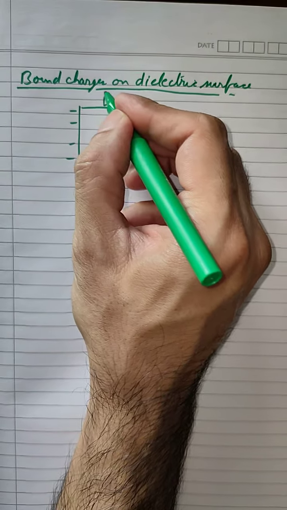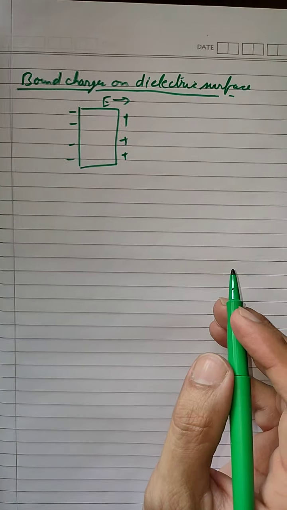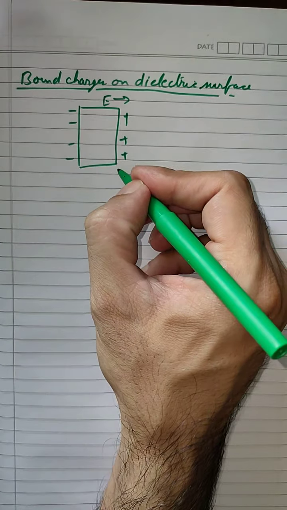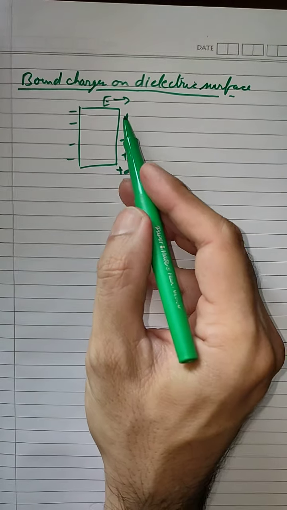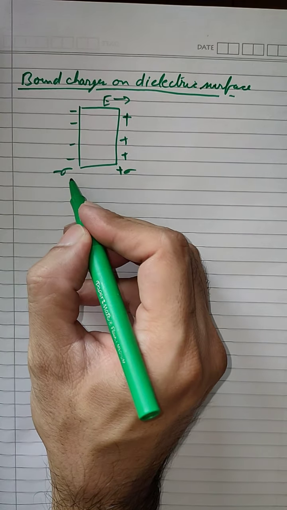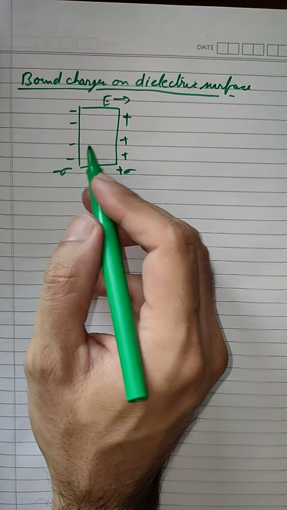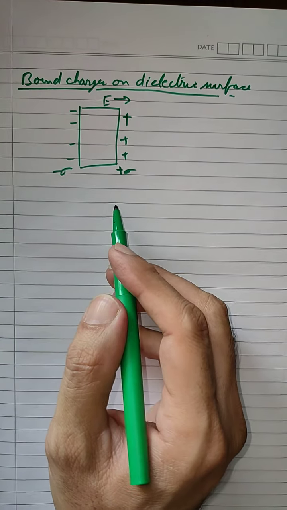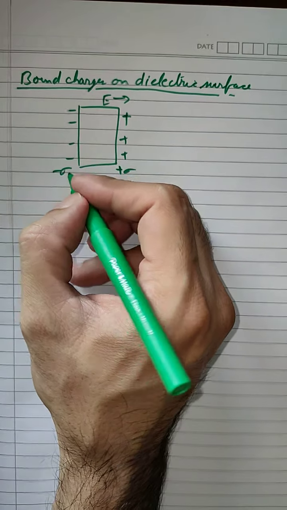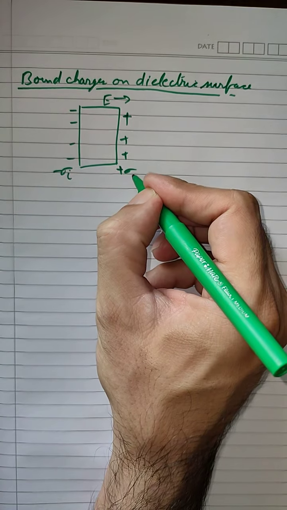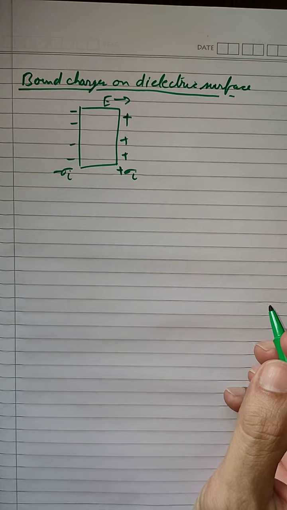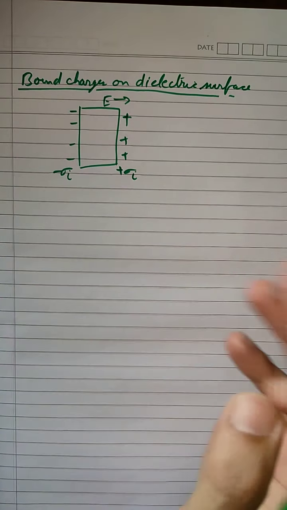Now let us say that after polarization there is negative charge here and positive charge here. This means that the external field is in this direction. So let us say that plus sigma is the surface charge density on this side and minus sigma is the surface charge density on this side. Since they are on an insulator, they are induced charges, so we can write them as plus sigma_i and minus sigma_i.